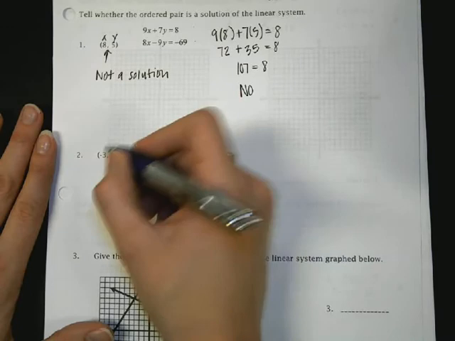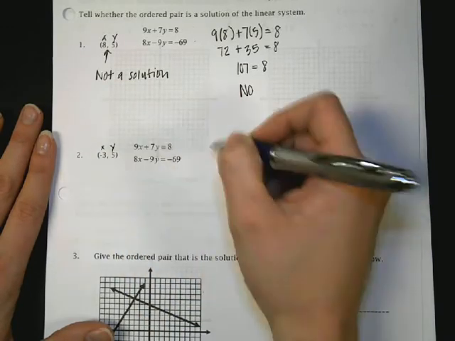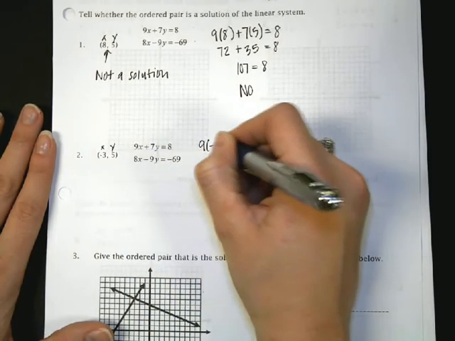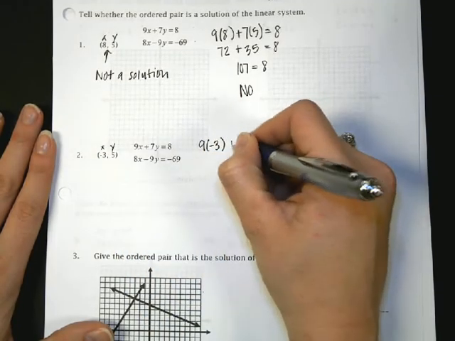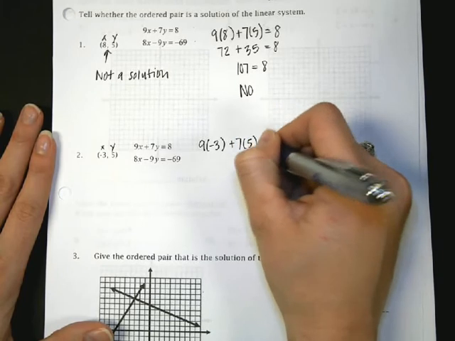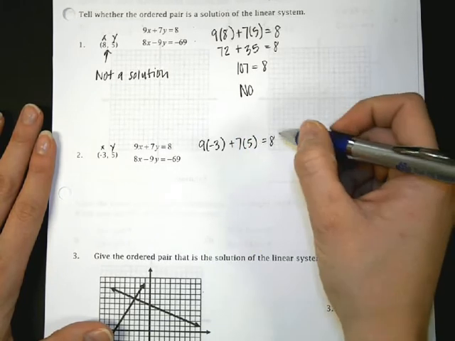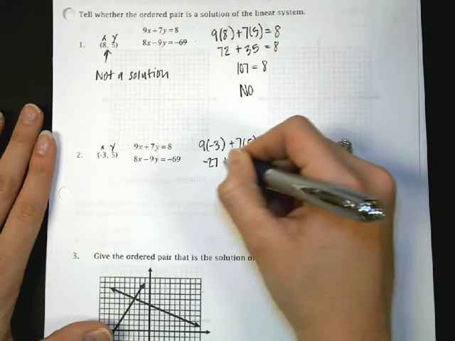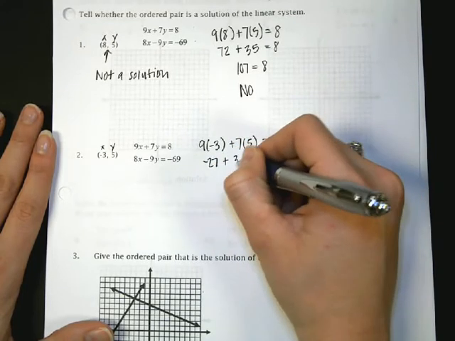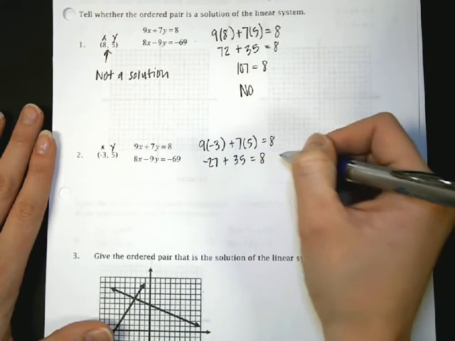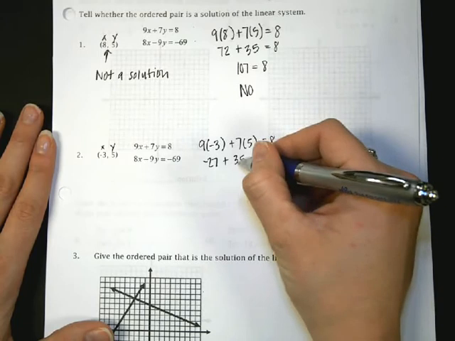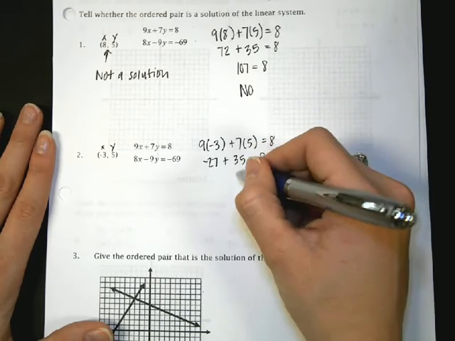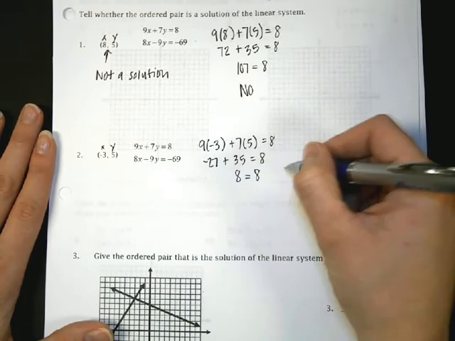This is my x and this is my y. I plug in and tell whether or not it's true. Nine times a negative 3 is a negative 27, plus 7 times 5 is 35, equals 8. Negative 27 plus 35 is 8. 8 equals 8, that's true.